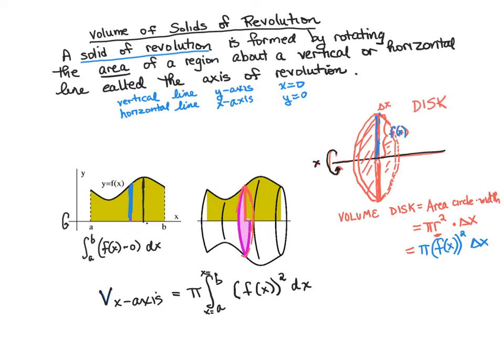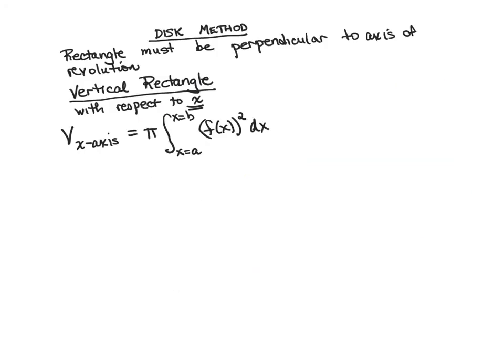But keep in mind that in order to get the disk, the rectangle has to be perpendicular to the axis of revolution. So I'm going to summarize on the next page. With the disk method, the rectangle must be perpendicular to the axis of revolution, or the rectangle has to have opposite orientation to the axis of revolution. So since the x-axis is horizontal, we must use a vertical rectangle to generate a disk.